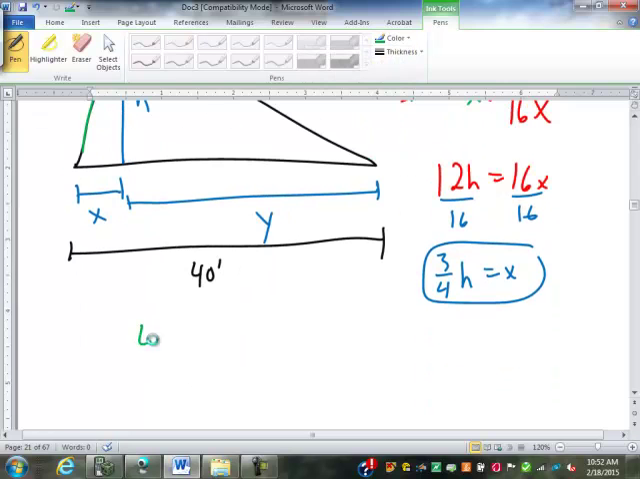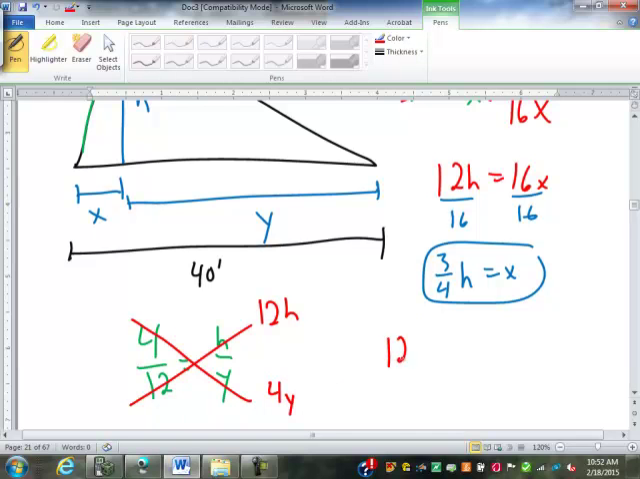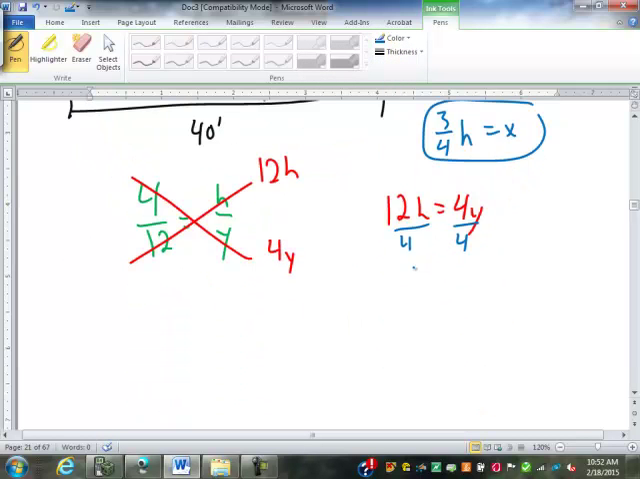So we got 4/12 equals h over y. Cross multiply, we got 12h again and 4y. 12h equals 4y, which gives us 3h. 3h equals y.